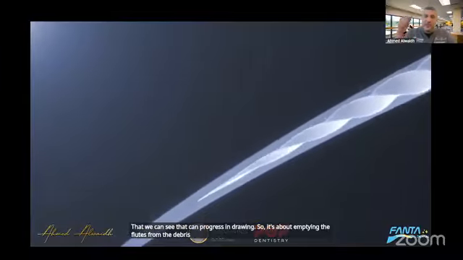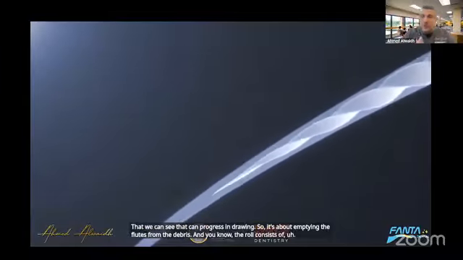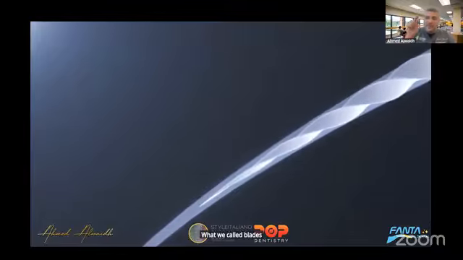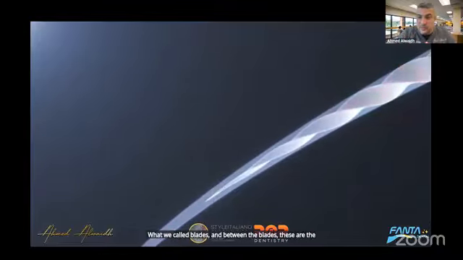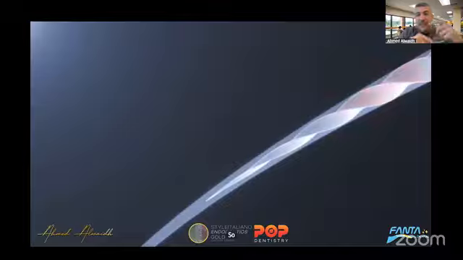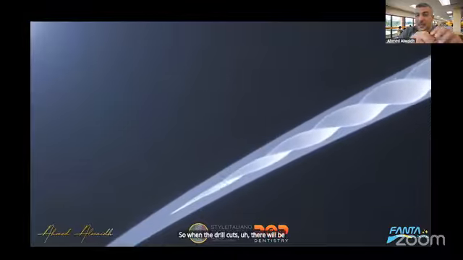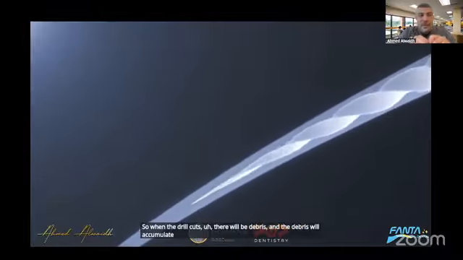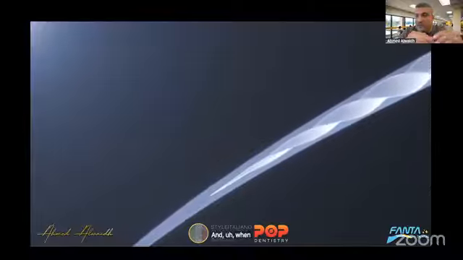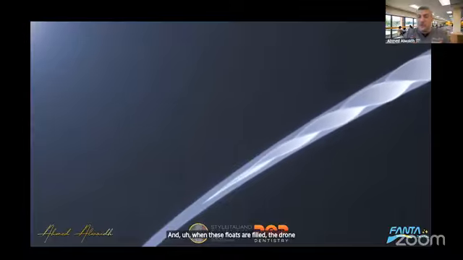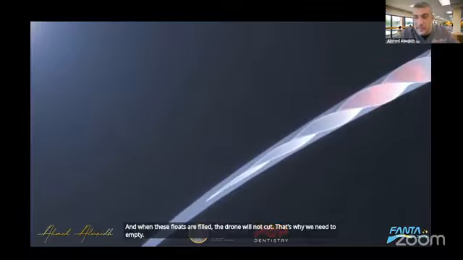And you know, the drill consists of what we call blades, and between the blades, these depressions are what we call flutes. So when the drill cuts, there will be debris, and the debris will accumulate in the flutes. And when these flutes are filled, the drill will not cut. That's why we need to empty this debris.